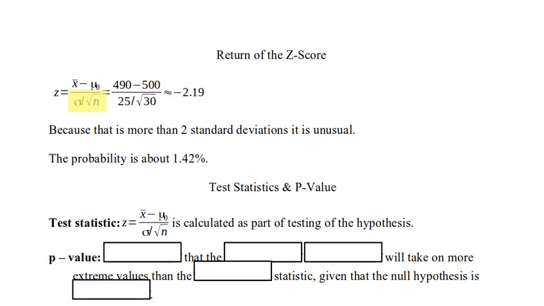So that's the population standard deviation sigma divided by the square root of n. And the numerator is just how far mu sub 0 is from the mean. So when we go through and do this arithmetic, we learn that our sample mean is negative 2.19 days away from the population mean.